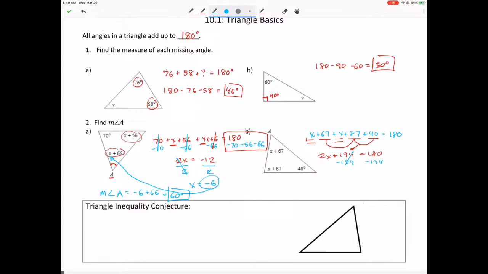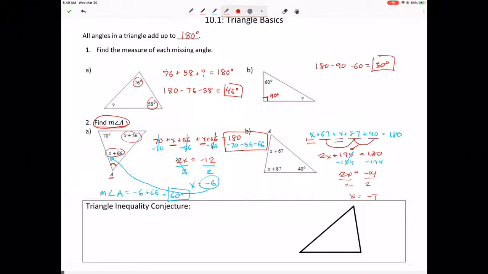You end up getting 2x equals negative 14, or after you divide both sides by 2, you get x equals negative 7. All right, are we done? Nope, because it says this is for both A and B. We want to find that measure A.